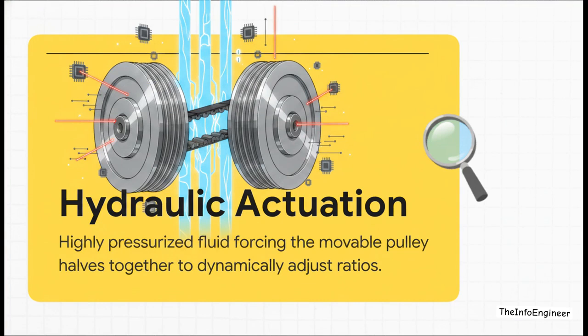Okay, so we know we need extreme friction to stop the slip. But what actually supplies the muscle? The solution is hydraulic actuation. This is the use of highly pressurized transmission fluid, which is precisely controlled by microprocessors, to literally force the movable pulley halves together. It dynamically manages the clamping force to keep that steel link belt locked exactly at the required effective diameter. Without this extreme fluid control, the whole system just falls apart.